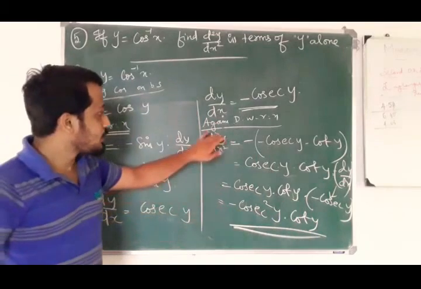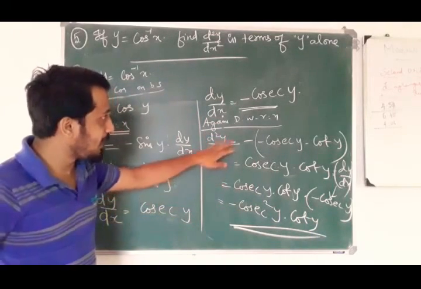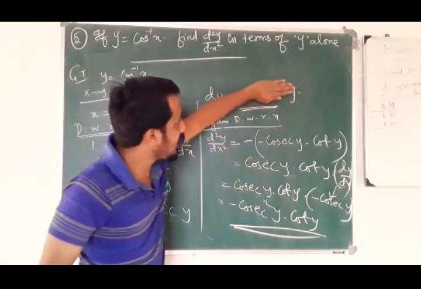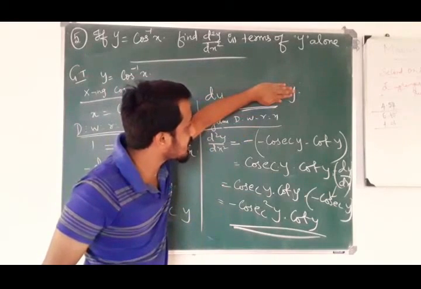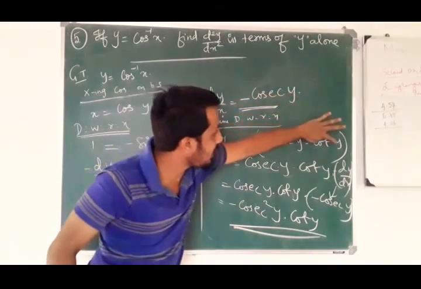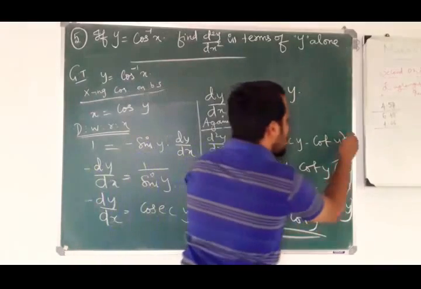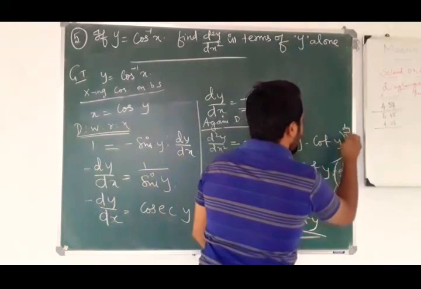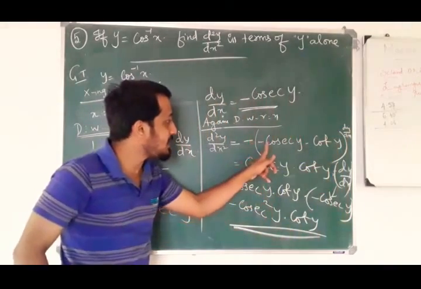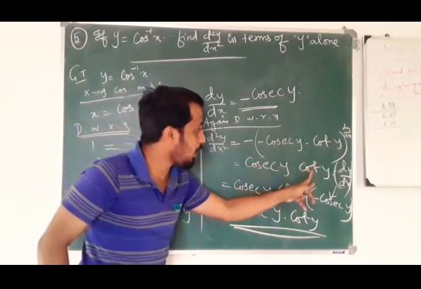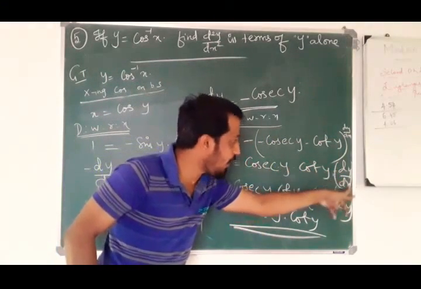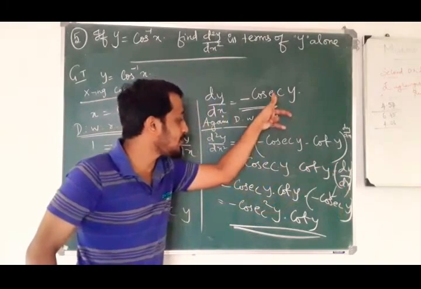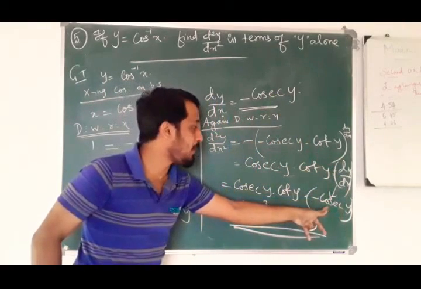Is it clear? So d square y by dx square is nothing but minus, I am taking outside, derivative of cosec x is minus cosec x cot x. In place of x I have y, into dy by dx. So minus into minus is plus. So cosec y cot y dy by dx. We have already dy by dx is nothing but minus cosec y. I am going to substitute minus cosec y over there.